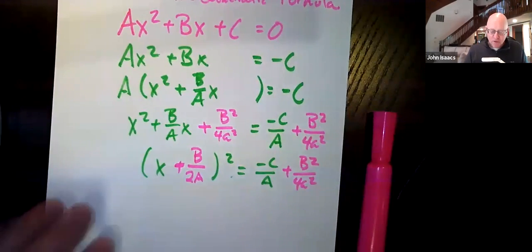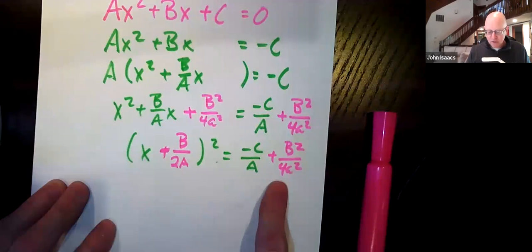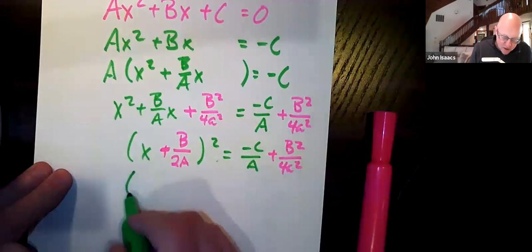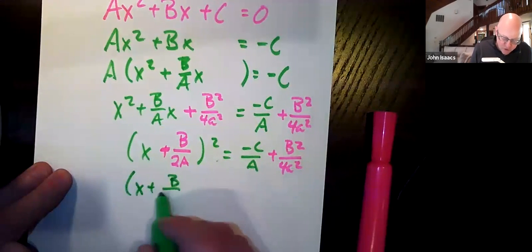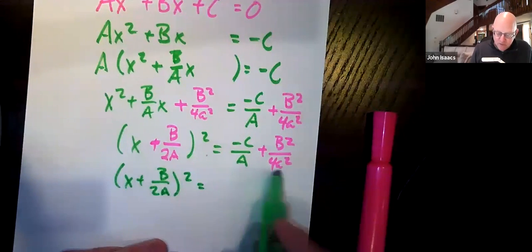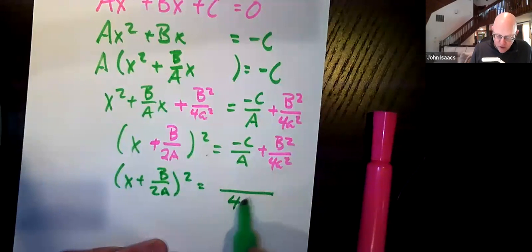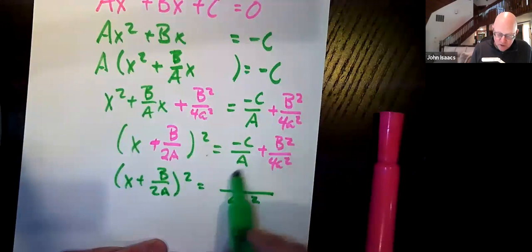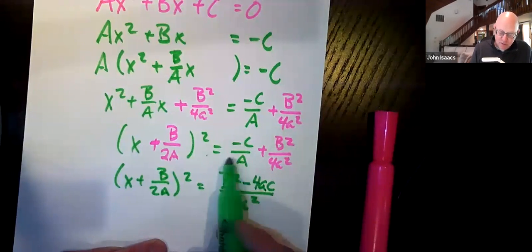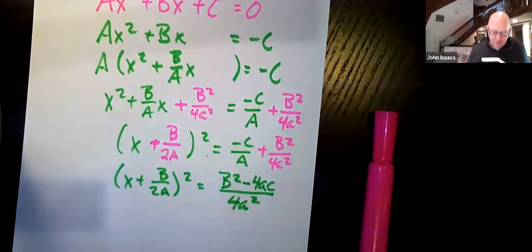Now, we need to take the square root of both sides. But before we do, I want to clean up this side a little first. This is a bit much for me having the two fractions. I don't want to try to take the square root of those two fractions. So x plus b over 2a, squared, equals, so we could have a common denominator here of 4a squared. So the b squared is totally fine as it is, and the negative c is going to need a 4 and another a, so minus 4ac. Now it's got a 4a here and a 4a there. Okay, so now we're ready to take the square root of both sides.